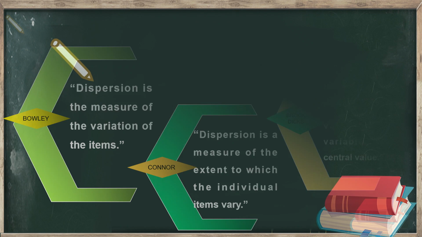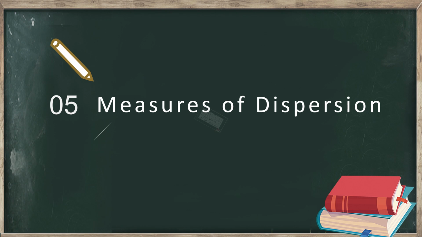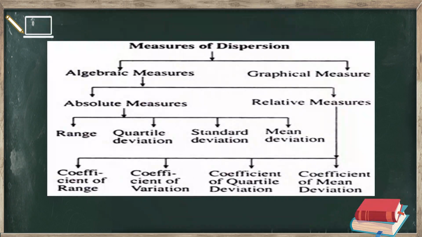Now let's see what the measures of dispersion are. Here we can observe the first classification is algebraic measures and graphical measures. Graphical measure means, in the first slide when I was explaining what dispersion is, I gave you an image. There you can see a graph which consists of three curves and how the data set is varying from the central value. That is a kind of graphical measure to indicate the dispersion.